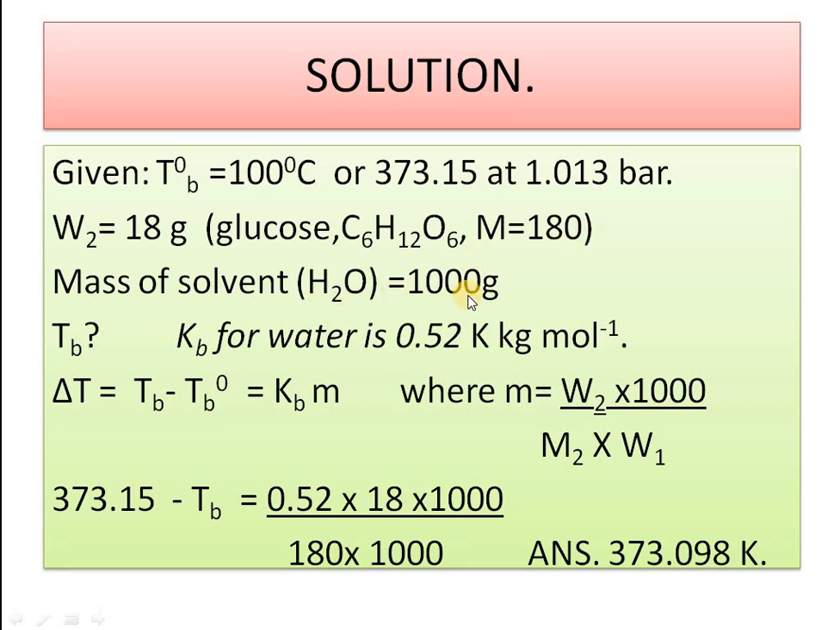The mass of solvent is 1 kg, given. You have to convert it into gram. Now you can substitute in the formula delta TB is equal to Kb into m, where m is molality. For molality you can write the further formula: W2, the mass of solute, divided by M2, the molecular mass of solute, and W1, the mass of solvent, multiplied by 1000. After substituting these values in this formula, you will get the answer for TB.